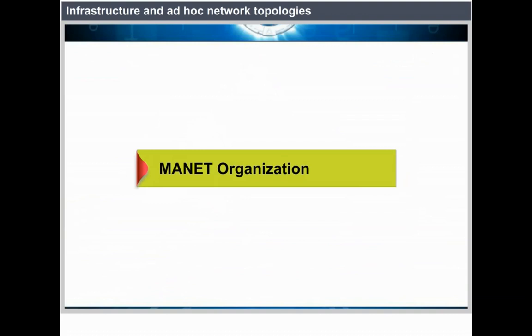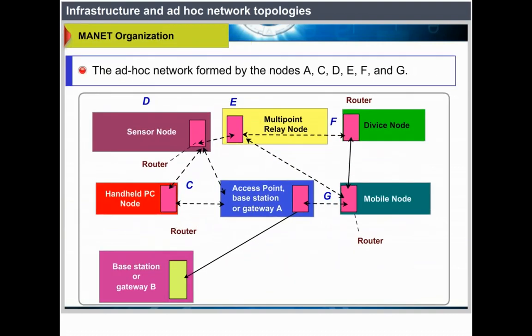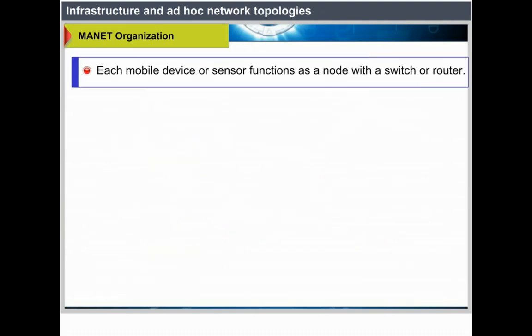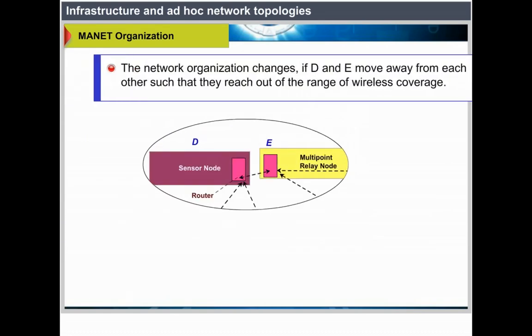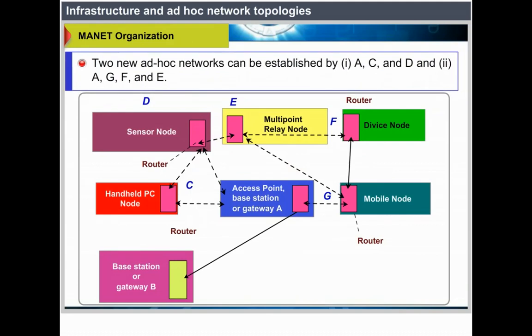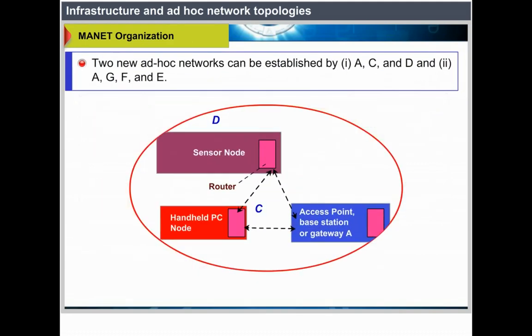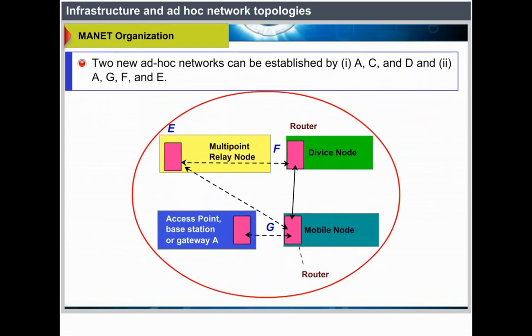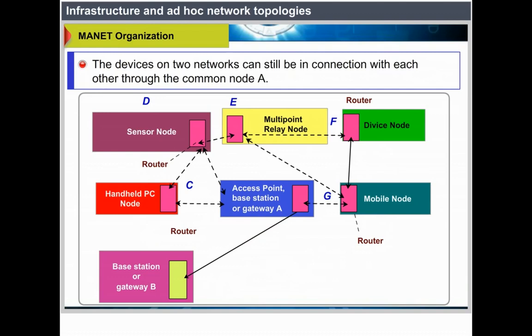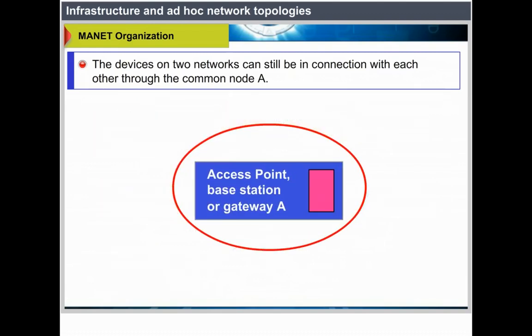MANET organization. The ad hoc network formed by the nodes A, C, D, E, F and G. Each mobile device or sensor functions as a node with a switch or router. The network organization changes if D and E move away from each other such that they reach out of the range of wireless coverage. Two new ad hoc networks will then be formed by 1. A, C and D and 2. A, G, F and E. The devices or two networks can still connect to each other through the common node A.